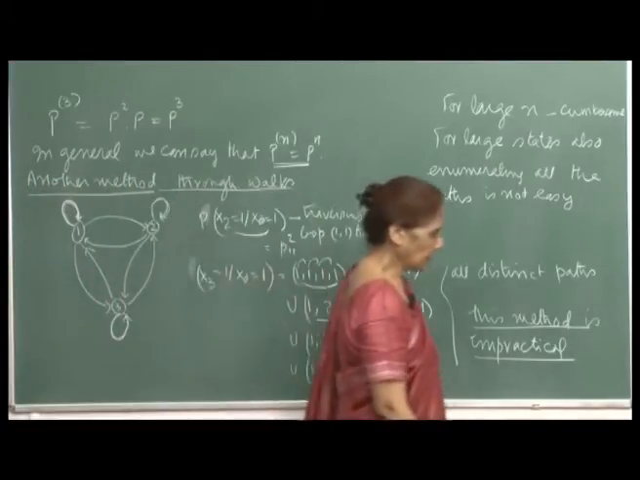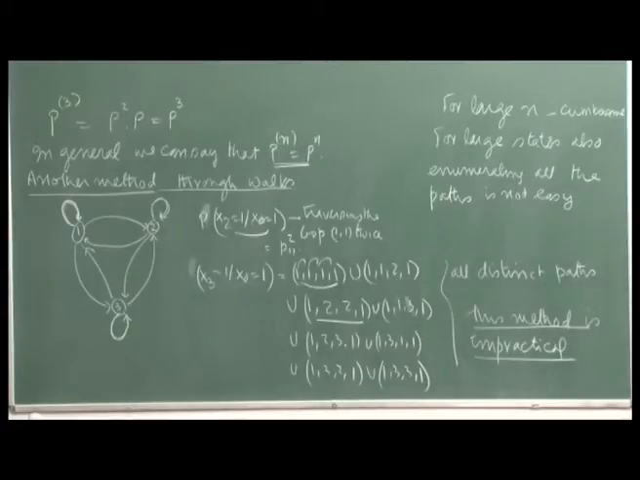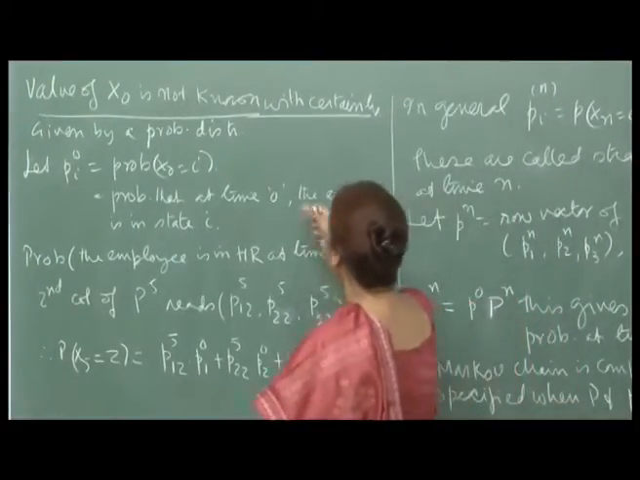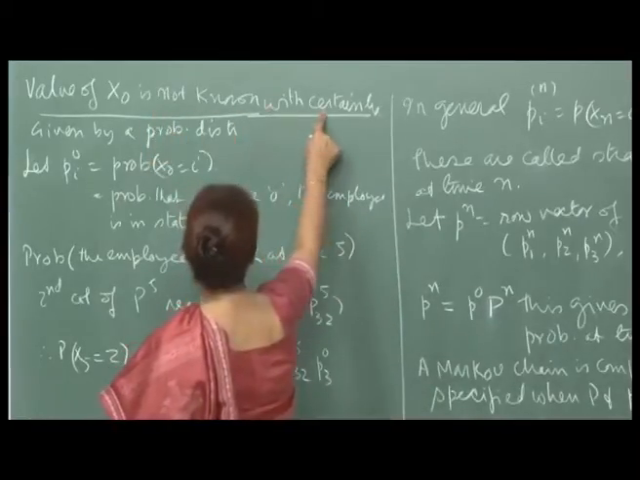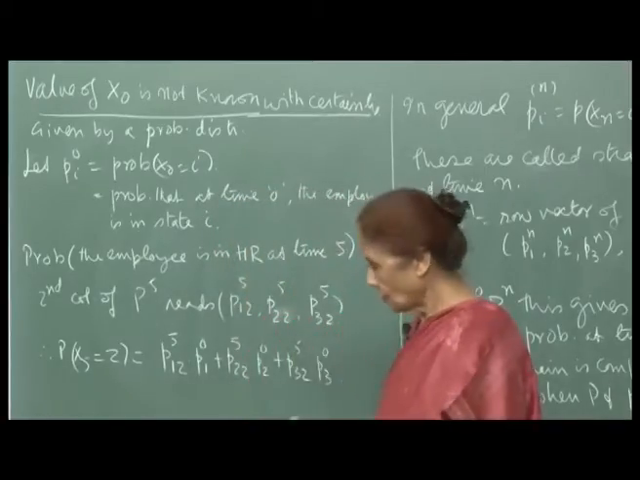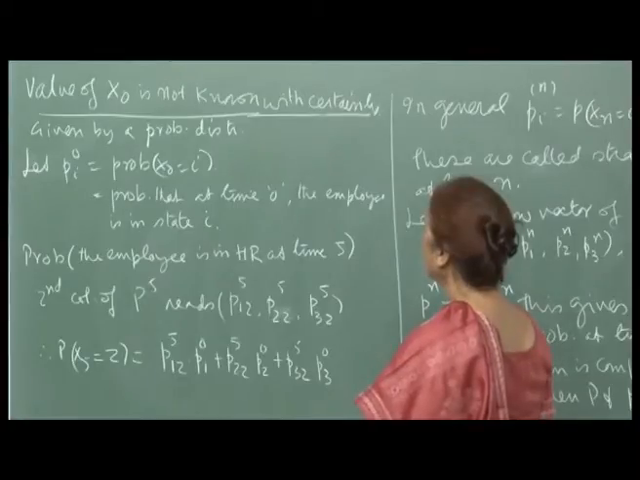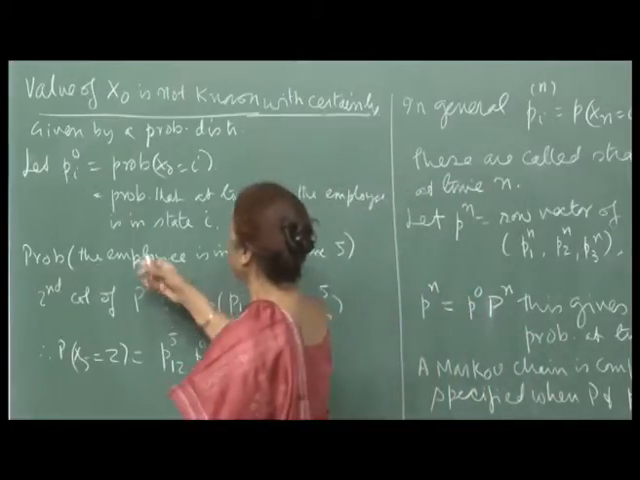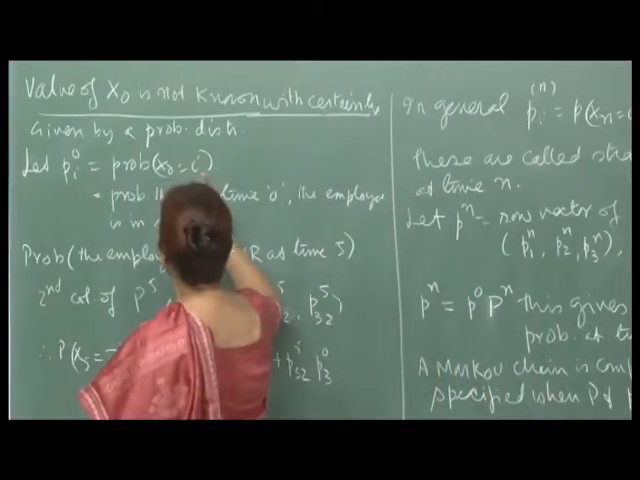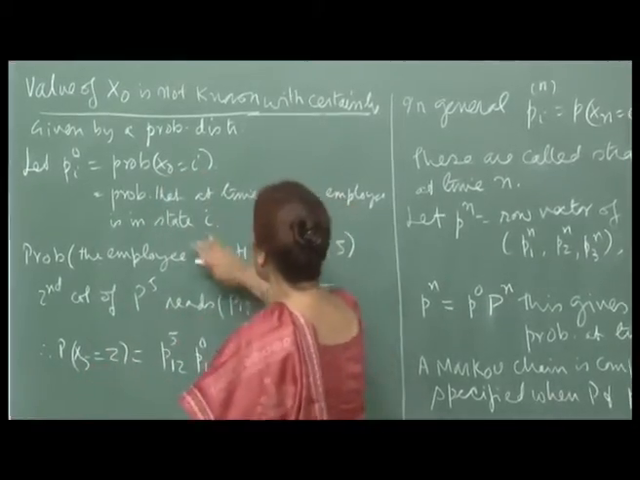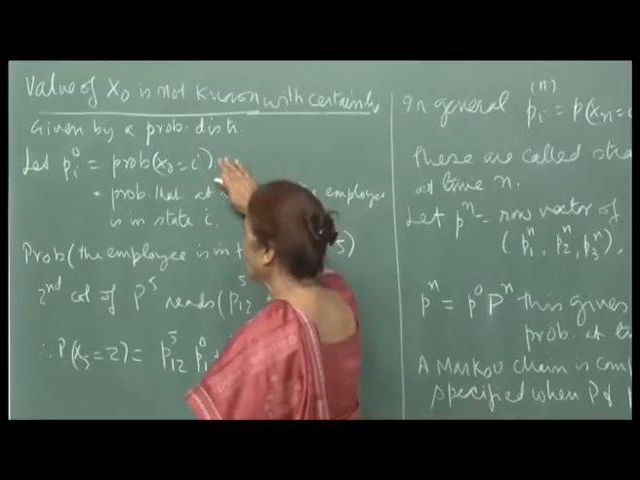So, therefore, we now have a method of computing any step transition probabilities, provided we are given the one step transition probabilities, right. But again there is some more information that we need, and that is, the value of x naught is not known with certainty. We do not know in which state the system was initially, or from where it started, right. So, this will normally be given by a probability distribution. That means, you will be given these values. So, p i naught is the probability that x naught is in state i, right. So, at time 0, that means at initial time, the employee is in state i. So, there is a probability attached to it.